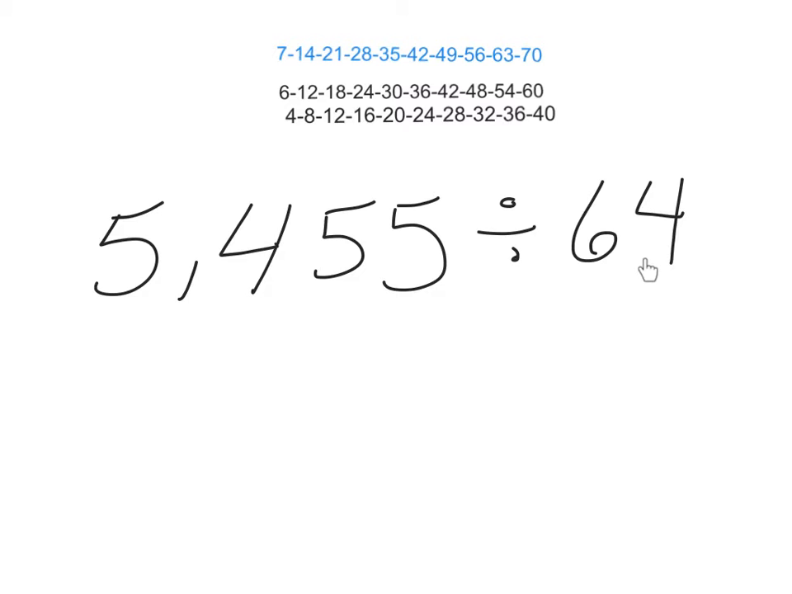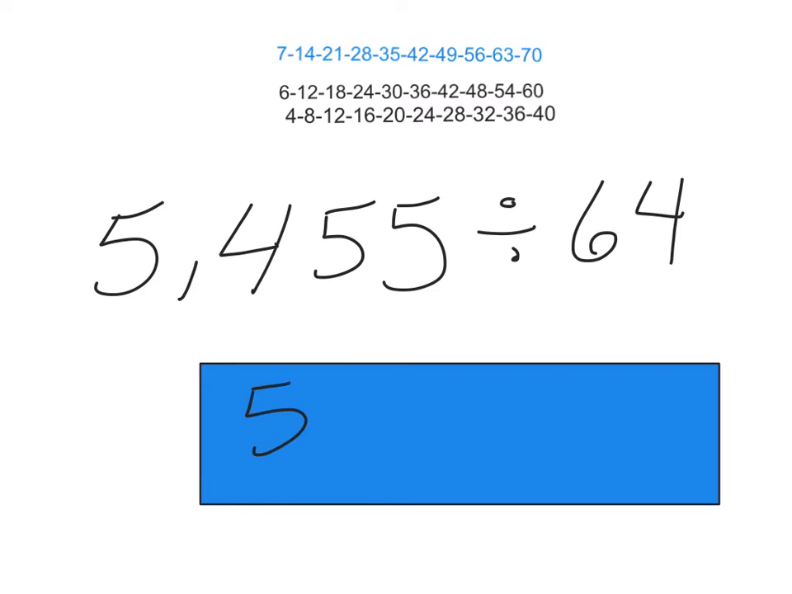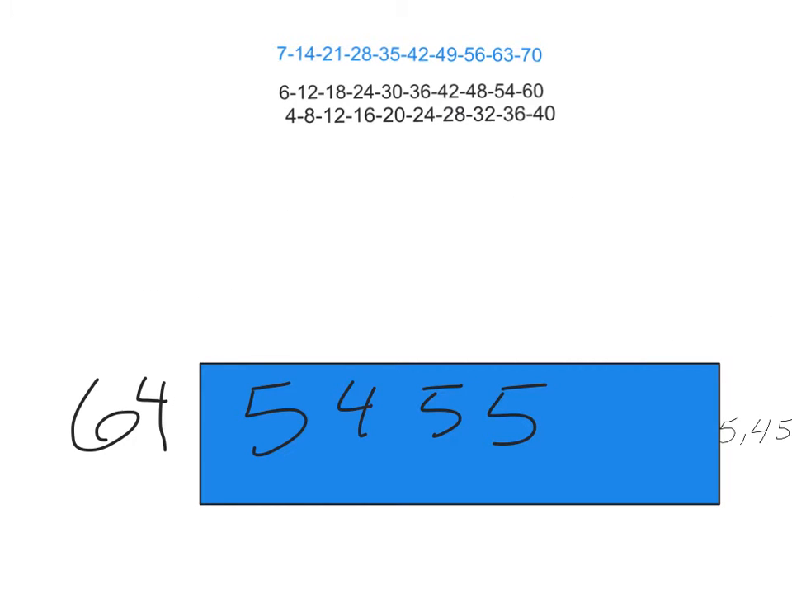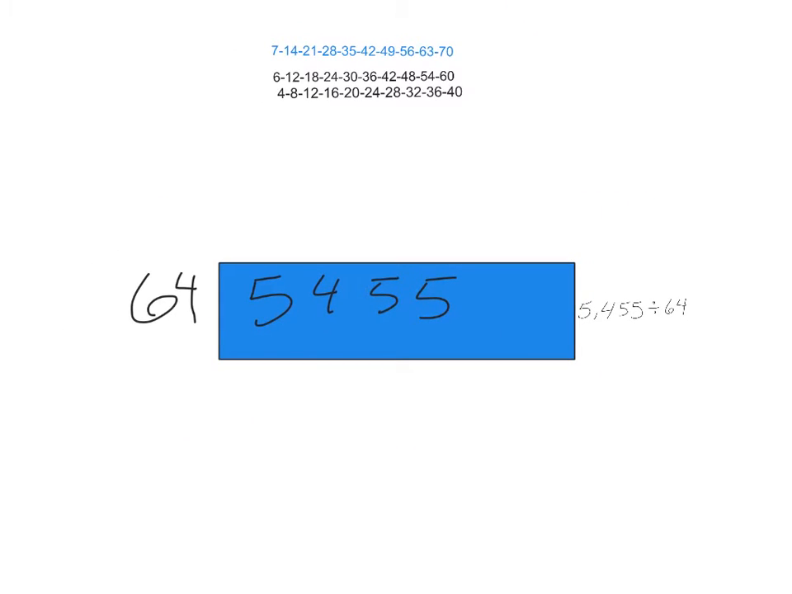5,455 divided by 64. As you see, I've got my 6's and my 4's written. I also wrote my 7's because I'm going to estimate this 64 as 70 when I'm working on the problem. So, without further ado, let us create our first area box, and we will write the 5,455 right inside the box and the 64 on the outside of the box. I'm going to shrink this and put it right over here so I have a little more room to work.